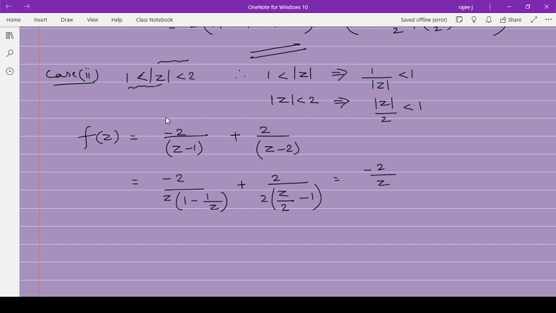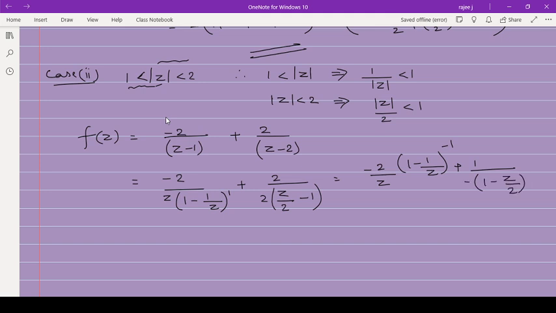Now 1 by z is less than 1, so take this to the numerator: 1 minus 1 by z raised to minus 1. Here the degree is 1, so when you take that to the numerator, it becomes minus 1. That's why we are writing it as minus 1. Plus, now here 2 will get cancelled. And here, 1 upon z by 2 minus 1 we don't want. We want 1 minus z by 2. 1 minus form it should be.